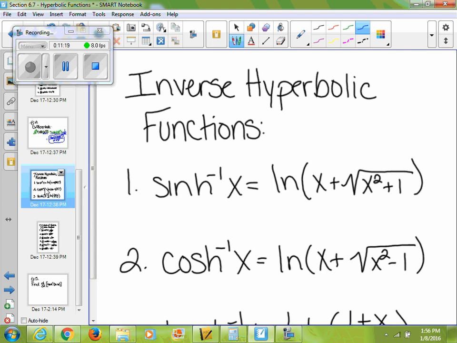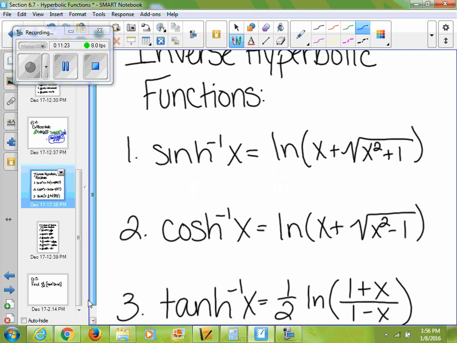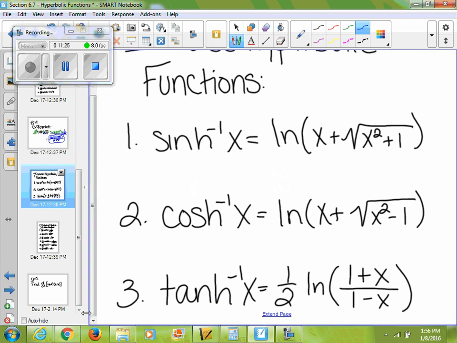And the last couple things we're going to look at is inverse hyperbolic functions. And we're only going to look at our 3 main trig functions for those, for the first part. So the inverse sine, inverse cosine, and inverse tangent functions.